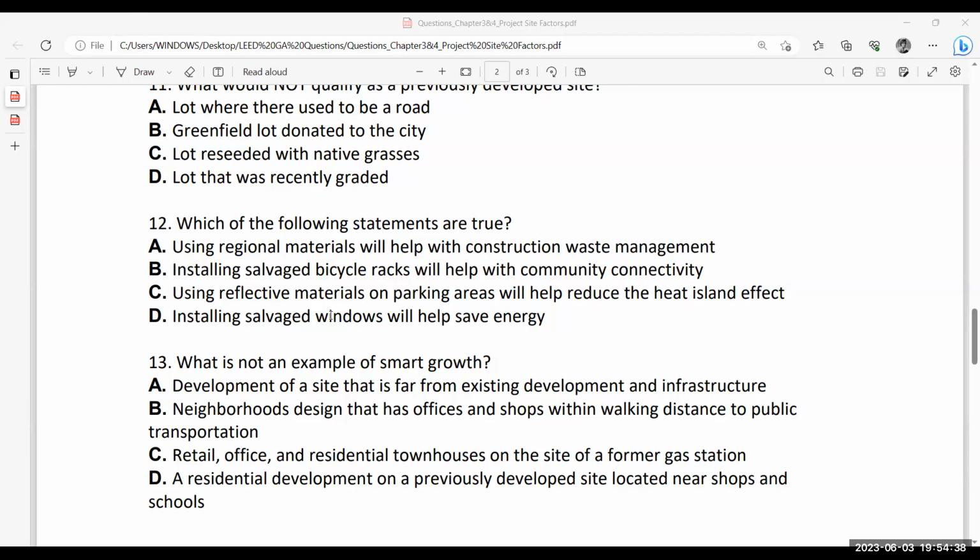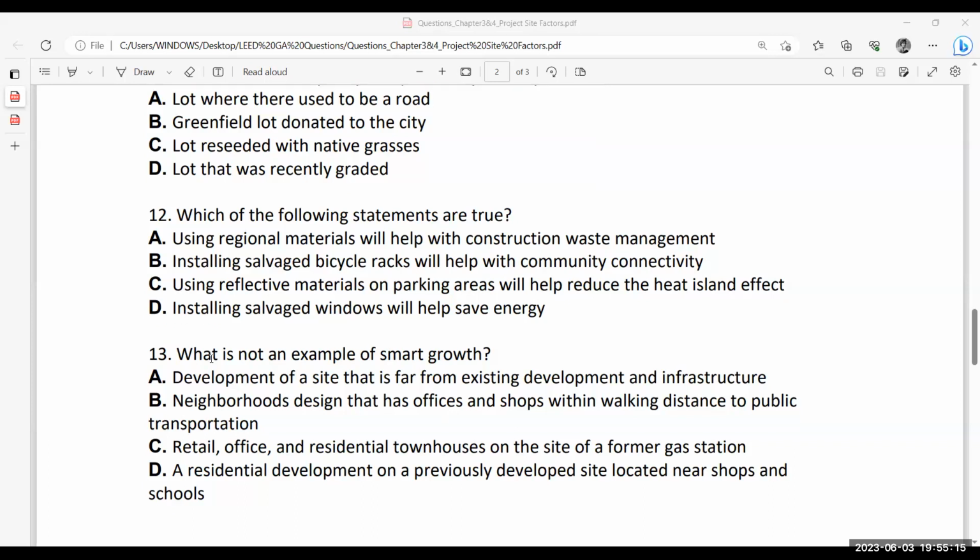Right, I can see an A, development of a site that is far from existing development and infrastructure. Of course, that's not an example of smart growth, right? So smart growth is basically where you develop near transportation areas, where you develop where there's already housing or residential areas, where there's jobs that can support the economy. So you're basically staying away from all the green fields, you're staying away from all the open spaces and farmlands, and you're not developing them, right? So all of this are examples of smart growth. The B, C, and D are examples of smart growth, and A is not an example.